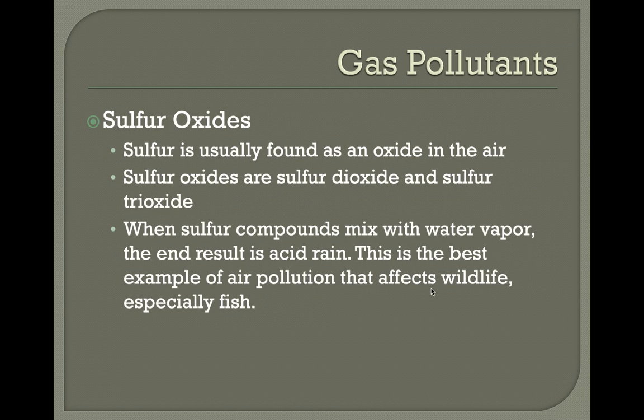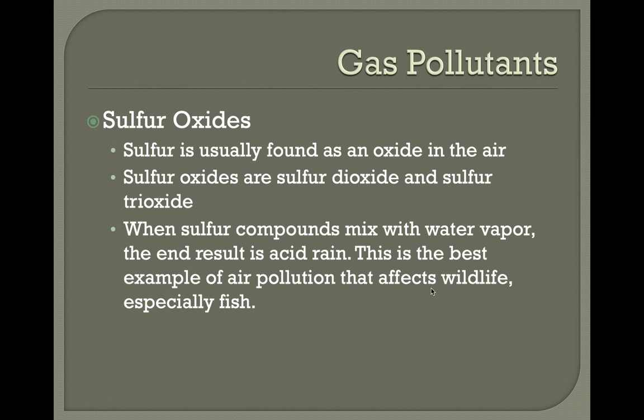Another gas pollutant is going to be sulfur oxides, and those are going to be sulfur dioxide and sulfur trioxide. And this is what causes acid rain. So whenever we think about the dangers of acid rain, this is what we're looking at. They mix with water vapor, and eventually those are going to condense. We talked about that water cycle, and so as they are in the air, they're going to mix with the water vapors that are evaporating, and eventually they will condense into precipitation.